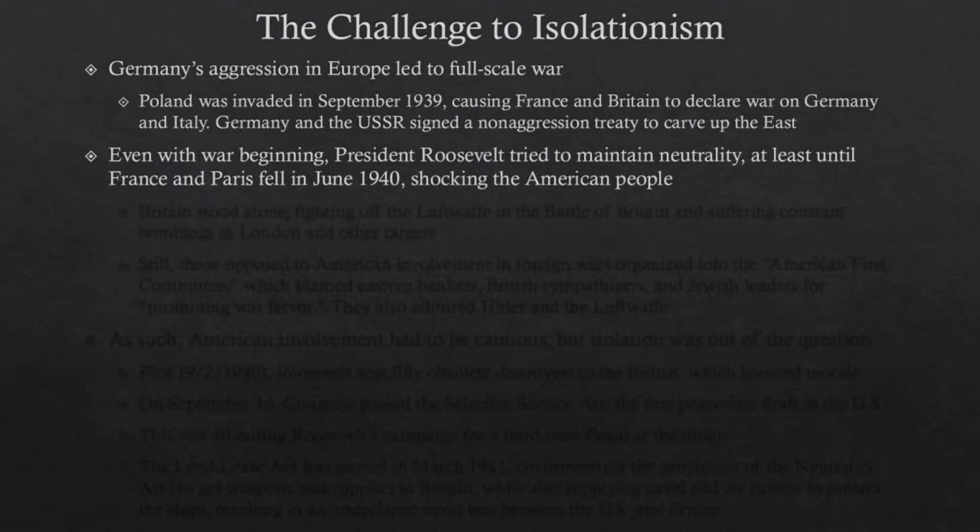So Roosevelt wanted to maintain neutrality, and most Americans were pretty cool with that, at least until Paris fell in 1940, and people were like, oh wait, this is bad. Like in World War I, the Germans moved westward and then they were stopped, and then it was just trench warfare for years. But now it's like, oh wait, all of continental Europe is under German control. That's not how things went last time.